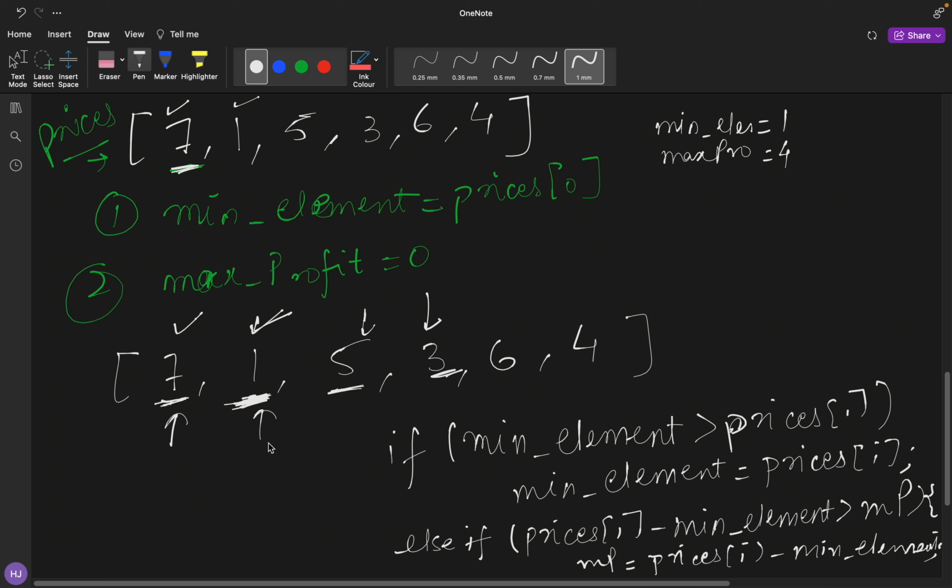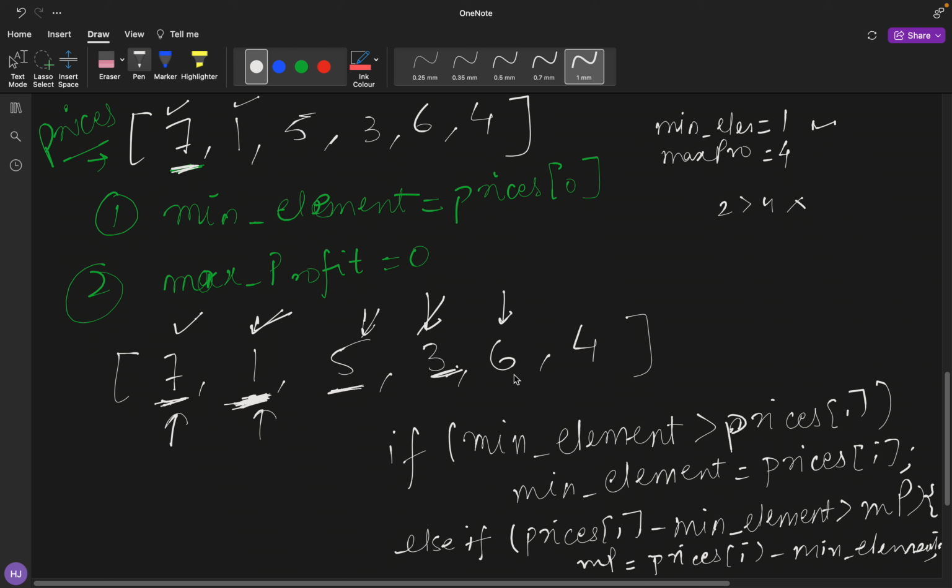So let's talk about 3. Is 3 lesser than 1? No. So my minimum remains as it is. So 3 minus 1 turns out to be 2. Is 2 greater than 4? No. So I will continue. So 3 is not the day on which I will sell my stock. So move on to 6.